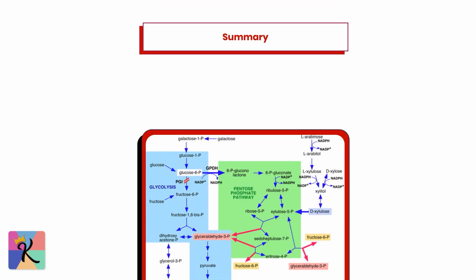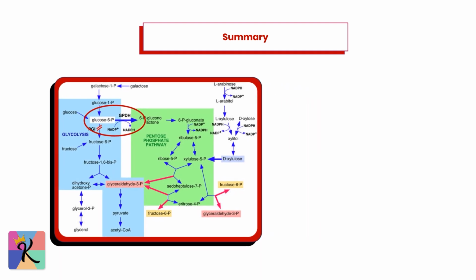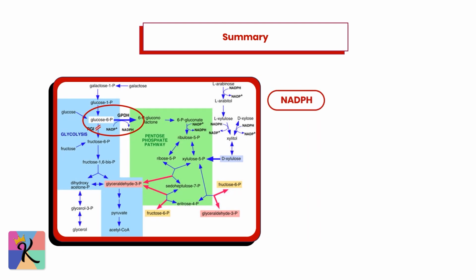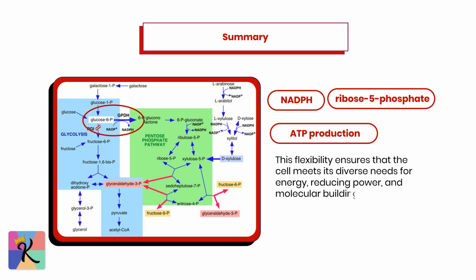So to recap, the pentose phosphate pathway links directly with glycolysis, allowing cells to adapt their metabolic focus as needed. From generating NADPH and ribose 5-phosphate to re-entering glycolysis for ATP production, this flexibility ensures that the cell meets its diverse needs for energy, reducing power, and molecular building blocks.